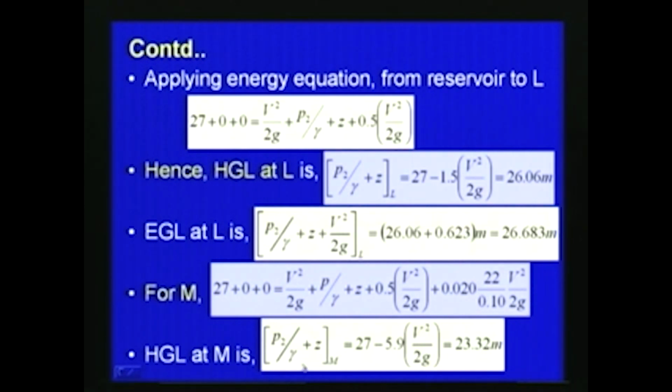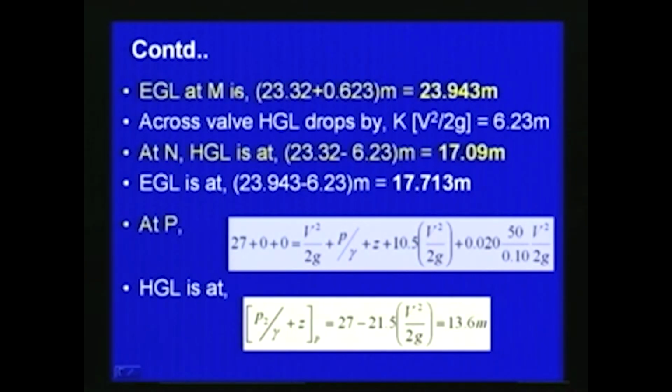So, this is before the valve. From this we will get P2 by gamma plus Z, which is the HGL elevation, as 27 minus 5.9 V square by 2G, that is equal to 23.32 meter. Similarly, for the energy gradient line, if we add 0.623 as V square by 2G, we will get 23.943 meter. Then across the valve HGL drops by K V square by 2G, where K is given as 10. So, it will be 6.23 meter. At the end, the hydraulic gradient line will be 23.32 minus 6.23, which is 17.09, and the EGL elevation will be 23.943 minus 6.23, that is equal to 17.713 meter.